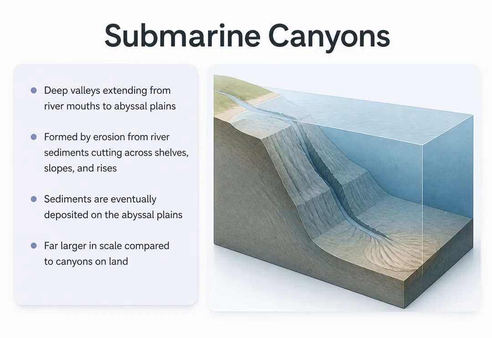Next, we have submarine canyons. Just as rivers carve canyons on land, underwater currents laden with heavy river sediments carve massive, deep valleys into the continental shelves and slopes. These submarine canyons act as massive chutes, funneling sand and mud from the shallow coasts all the way down to the deep abyssal plains. Interestingly, because the underwater environment supports massive sediment flows, submarine canyons can be far larger and deeper than the grandest canyons we see on land.